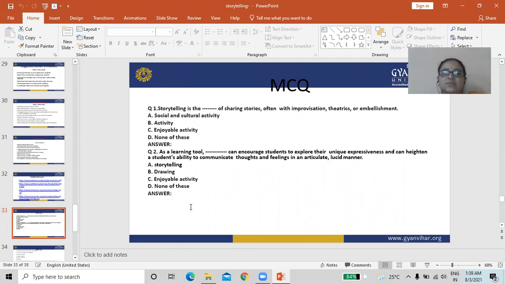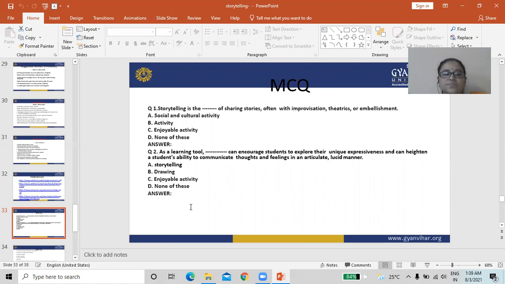Storytelling is the art of sharing stories, often with improvisation, theatrics, or embellishment. Option A, social and cultural activity. Option B, activity. Option C, enjoyable activity. Option D, none of the above.